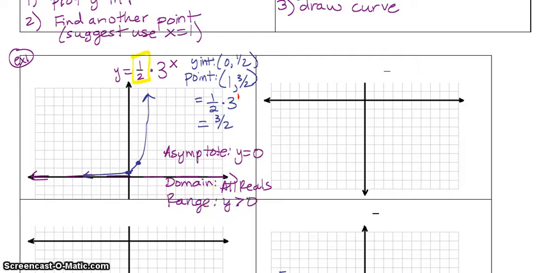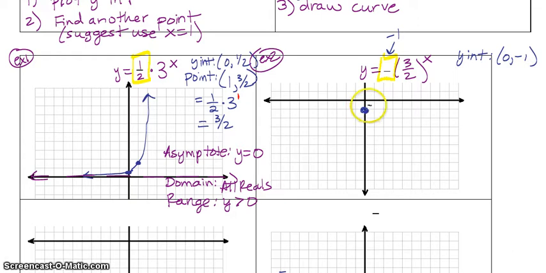Alright, I want to next show you what it looks like if it's flipped over the x-axis. So for example 2, my equation is going to be y equals negative (3/2) to the x power. Alright, step 1, find your y-intercept. And remember, if there's no number there, it's like a 1. In this situation, it's like a negative 1. So my y-intercept is at (0, -1). There it is, (0, -1).